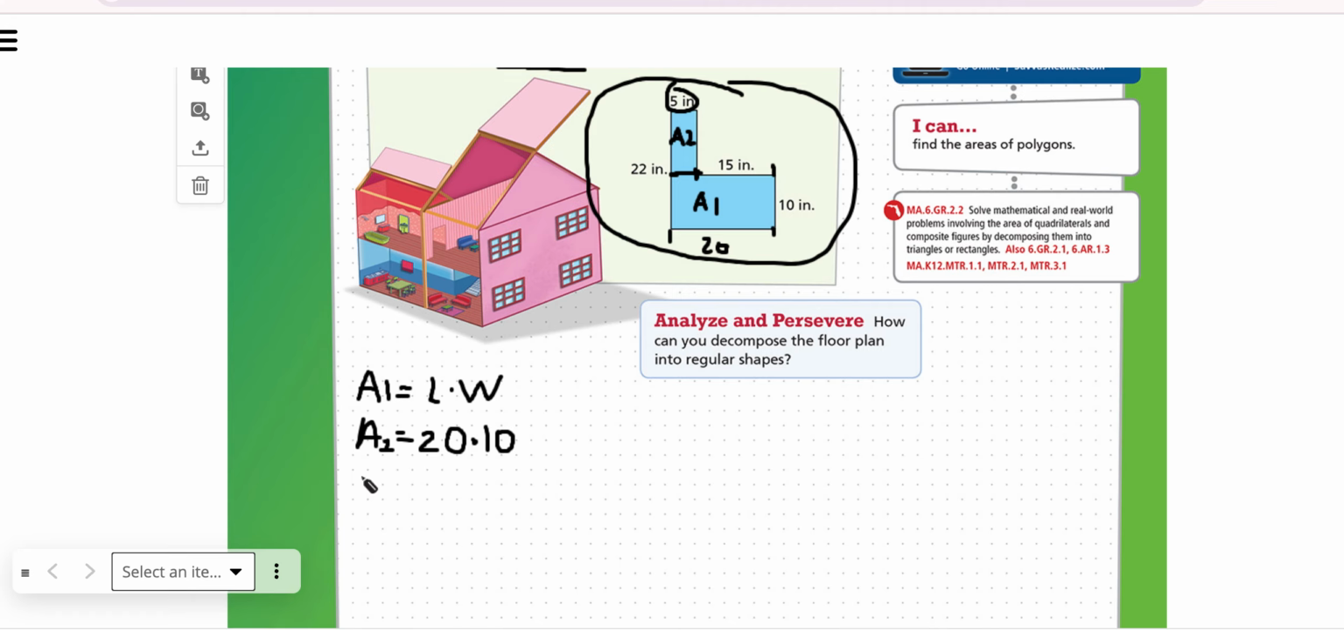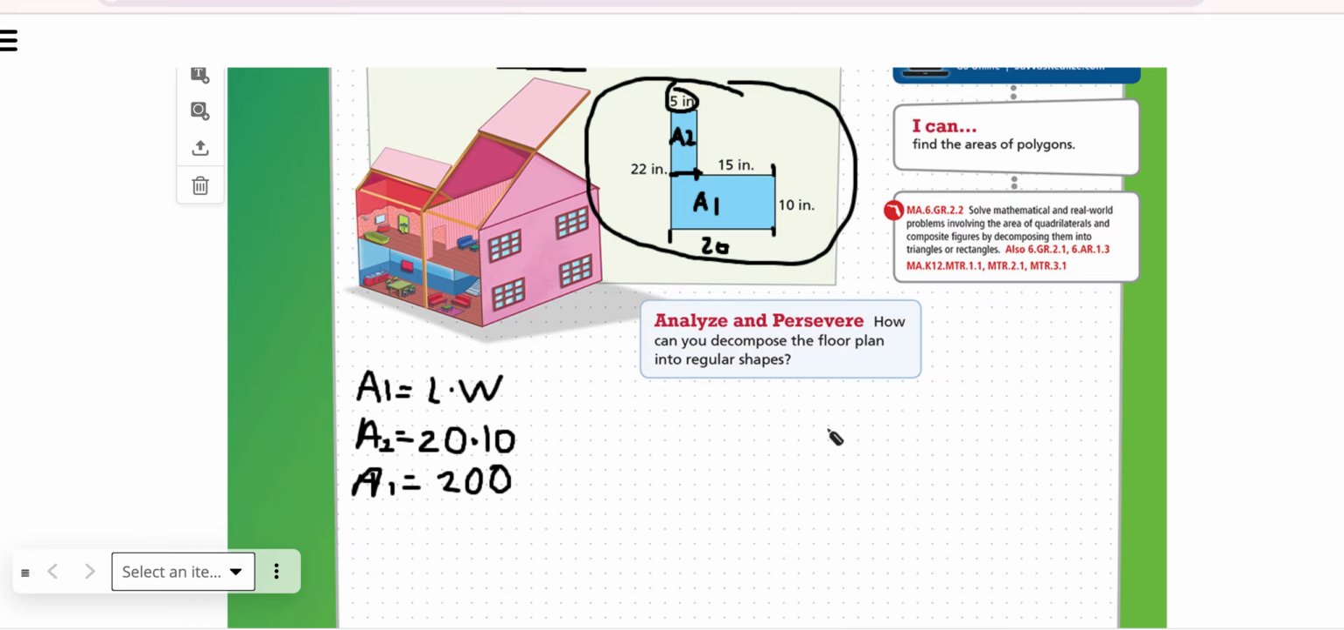And 20 times 10, the area of my first rectangle, that's what the 1 means, the first rectangle, is equal to 20 times 10. And 20 times 10 is 200. Okay, so now we need the rectangle on the top.